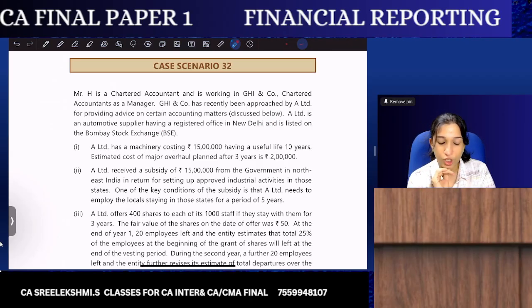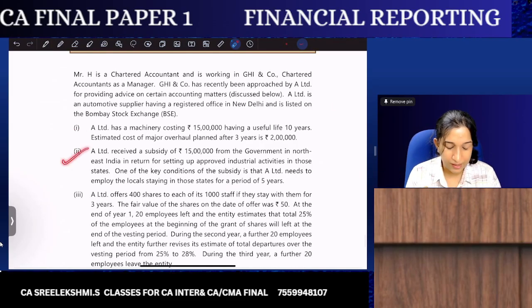A Limited has a machinery costing 15 lakhs. Useful life of 10 years. Estimated cost of major overhaul planned after 3 years is 2 lakhs. So 15 lakhs should be divided into 2 lakhs and 13 lakhs. 2 lakhs should be depreciated over 3 years and 13 lakhs should be depreciated over 10 years.